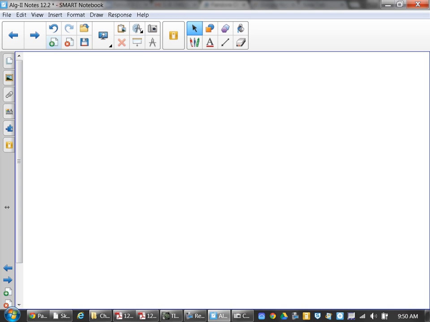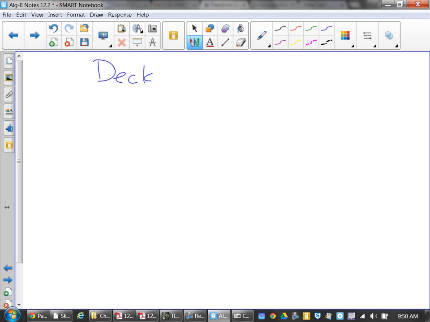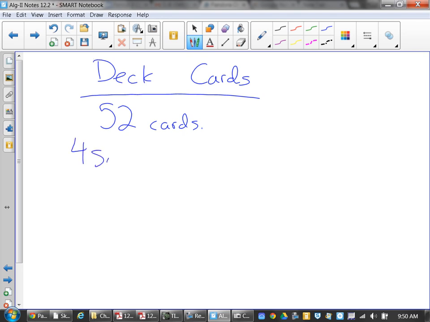Let's label this out, because cards come into play a lot over the course of the next month or so. When you have a deck of cards, there are 52 cards. You ever hear someone ask, hey, you want to play 52 card pickup? You have 4 suits.